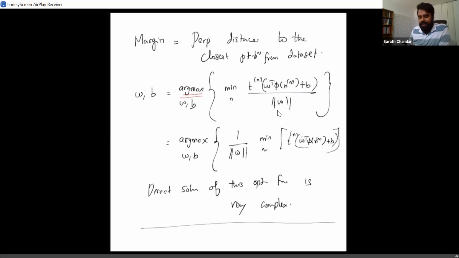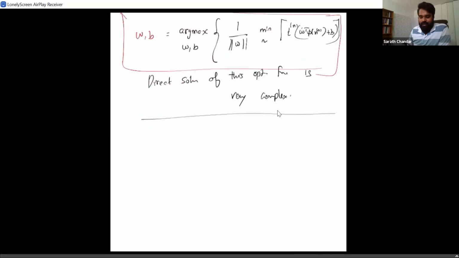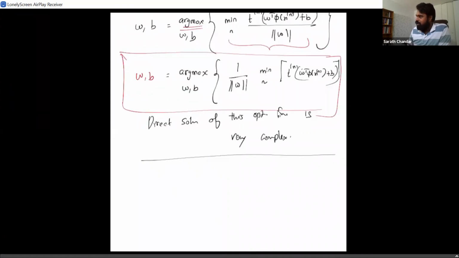The margin is defined separately by this min function. The margin is the minimum, over all the examples, of the perpendicular distances. We found that W is independent of this n, so we take it out. And this is the objective function that we want the max margin classifier to solve, or satisfy. This is where we stopped. Is there any question before we begin?